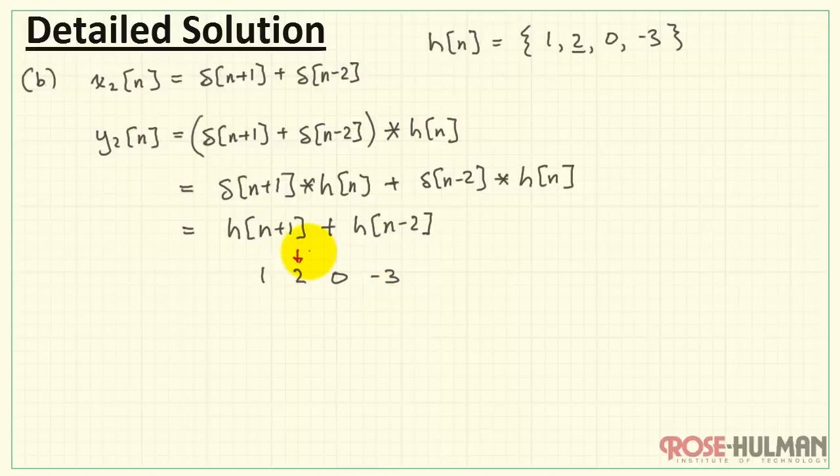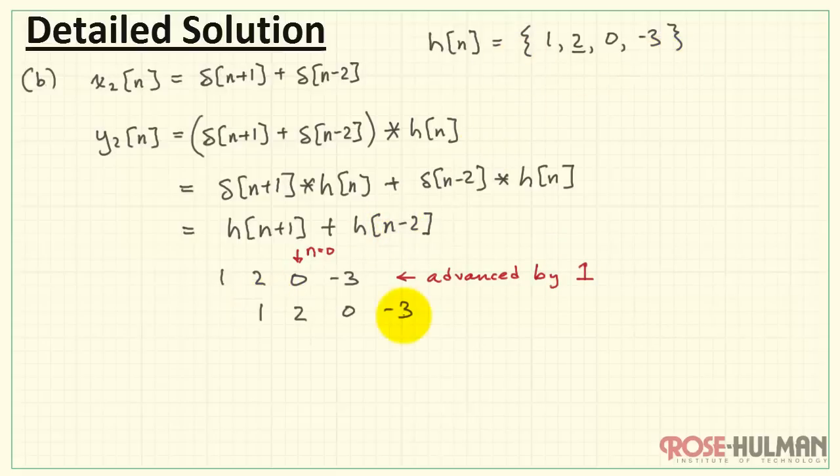And to help us add these together properly, let me begin by writing down the original sequence h of n. And we recognize that this modification of the argument advances the sequence one place to the left. So we say it's advanced by 1. Here I'll start out with my original sequence h of n, lined up with n equals 0. But here we see it's delayed not by 1, but it's delayed by 2 values.